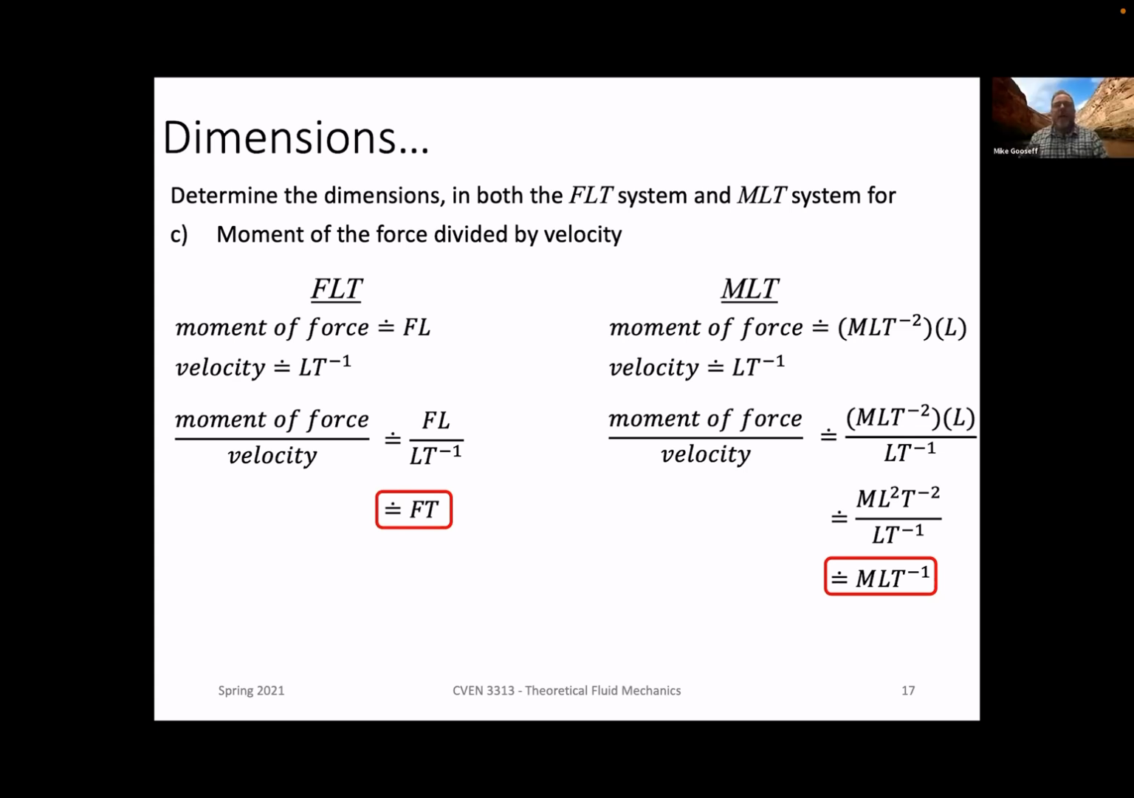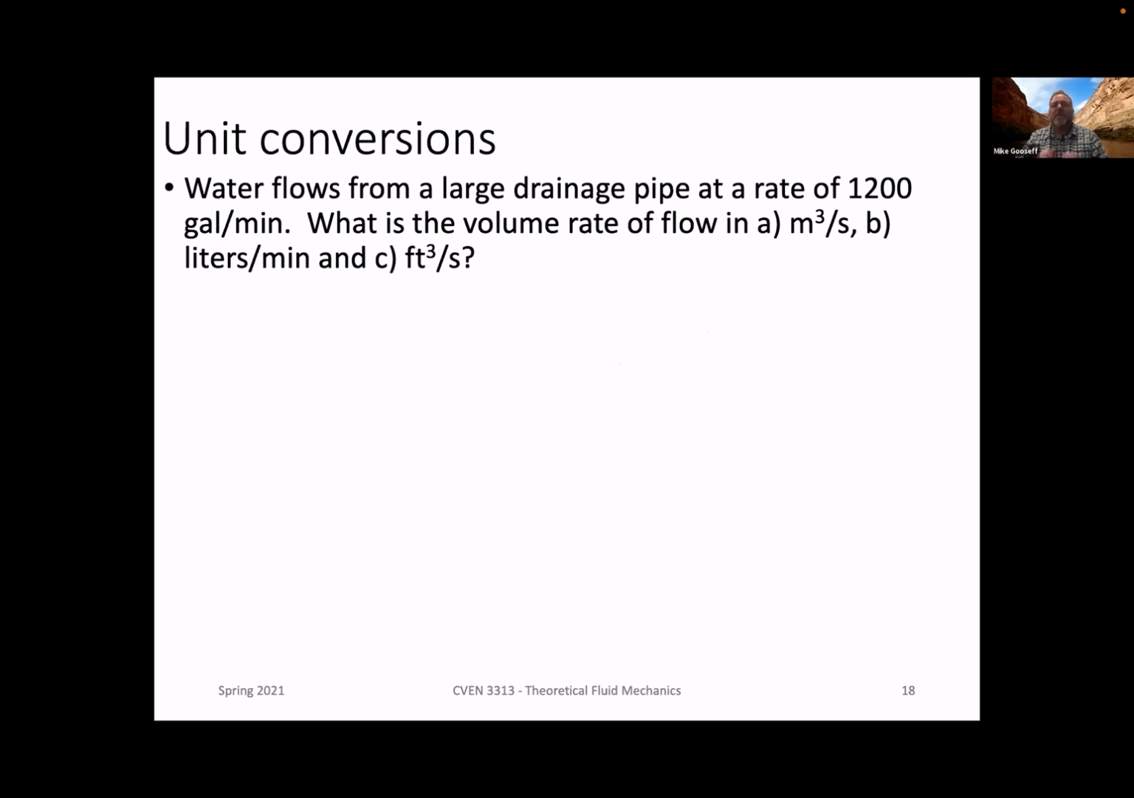Okay, let's move on to unit conversions. And in particular, I chose this one because it's one that you're likely to come up against often. Water flows from a large drainage pipe at a rate of 1,200 gallons per minute. And sometimes, by the way, that's represented GPM. You'll see GPM sometimes instead of gal divided by min. So GPM, 1,200 gallons per minute.